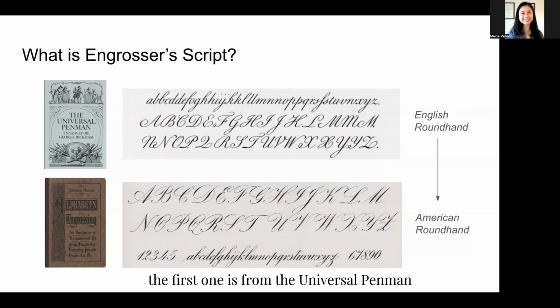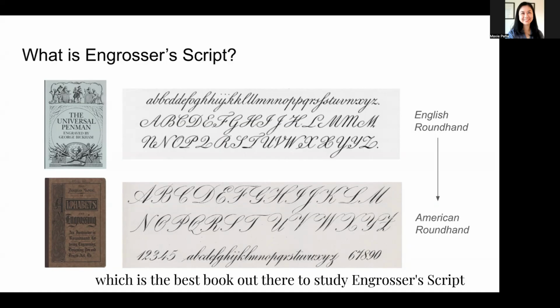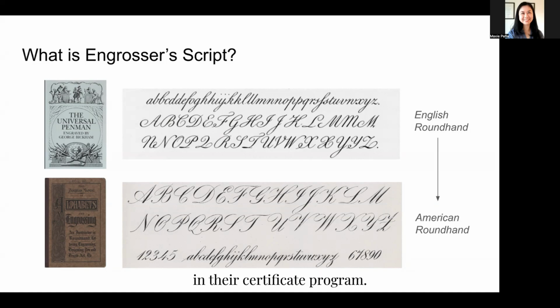The first one is from the Universal Penman, which contains engraved exemplars from George Bickham. And the second book up there is the Zenarian Manual, which is the best book out there to study Engrosser script. And this is the same book that IAMPETH uses as a standard when they're judging in their certificate program. So the short answer is Engrosser script is American Roundhand.